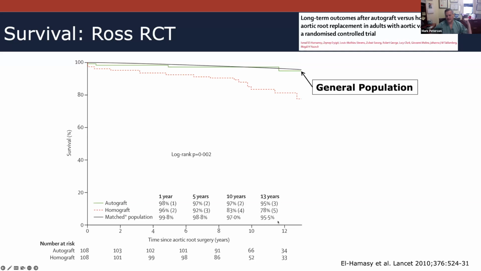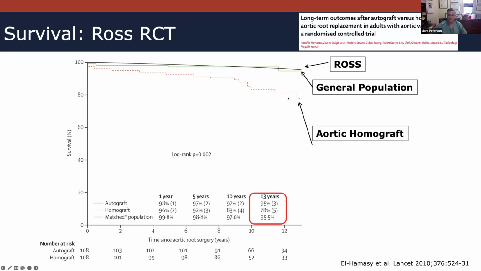And at the AATS in LA last week, they presented actually the 30-year follow-up on this cohort, and that will be published soon. And the survival is outstanding. So here in black is the survival of the general population. So again, age and sex adjusted matched population. And the Ross survival mimics that. In other words, the Ross restores survival back to what you'd expect for that age matched population.